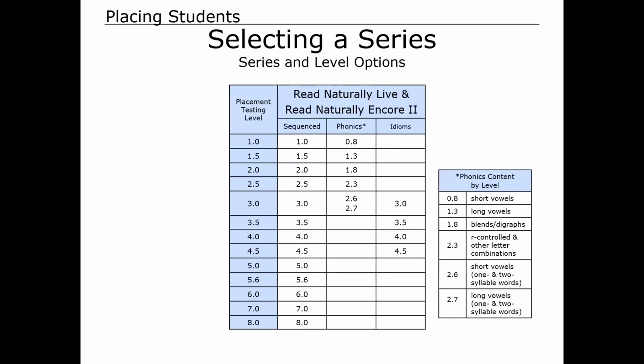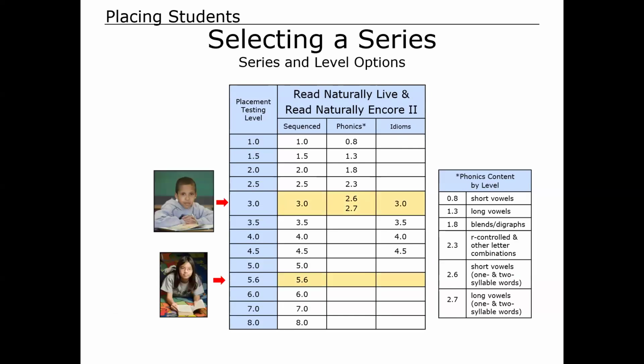So in 3.0 is what I chose for Rob. And in 5.6, there are different options. As you can see, Rob, if you have every level that Read Naturally Encore provides, you will have to choose between these options. If you only have the sequence series, then the decision is made for you. Anna, it doesn't matter what you have in your site. All we have is this 5.6.